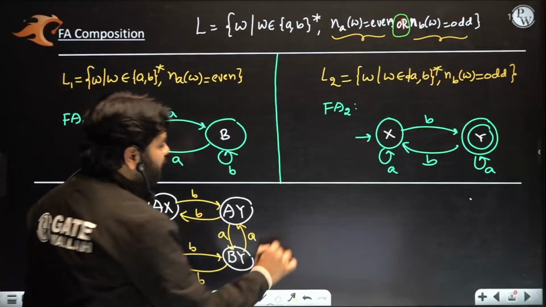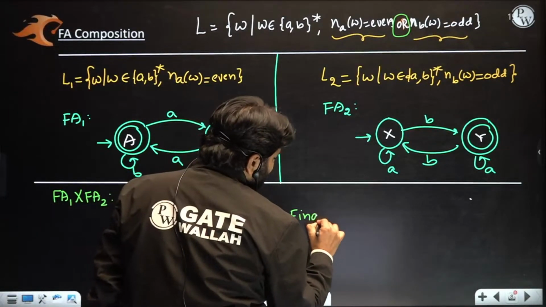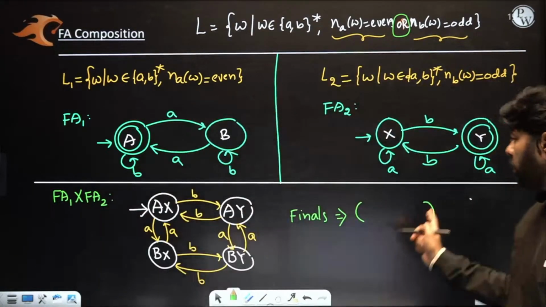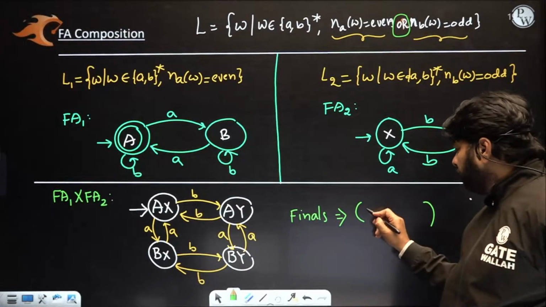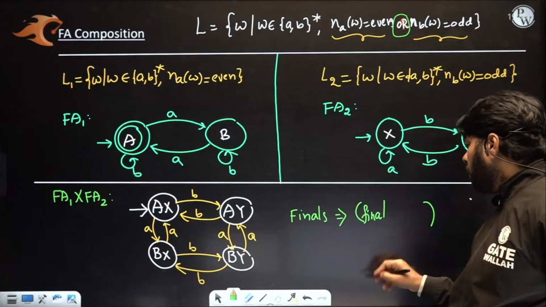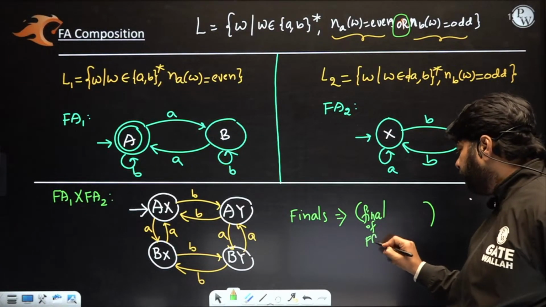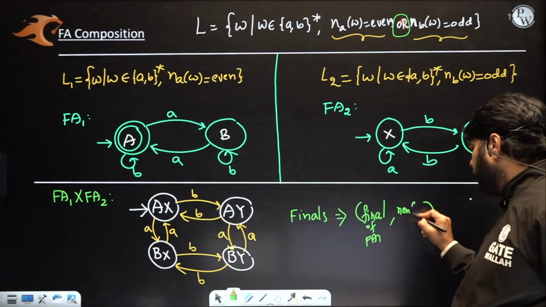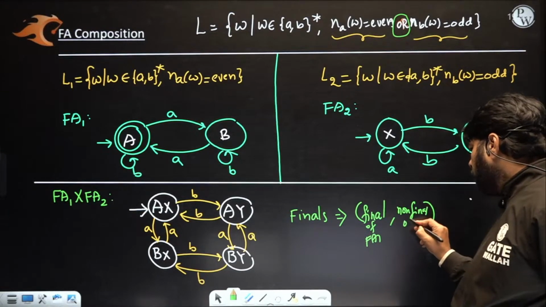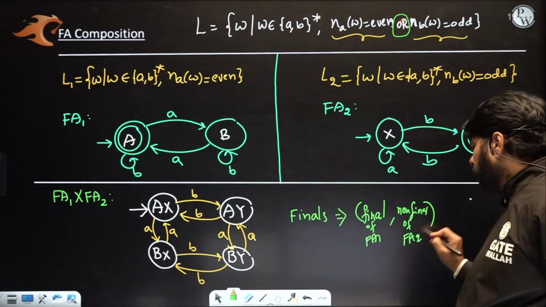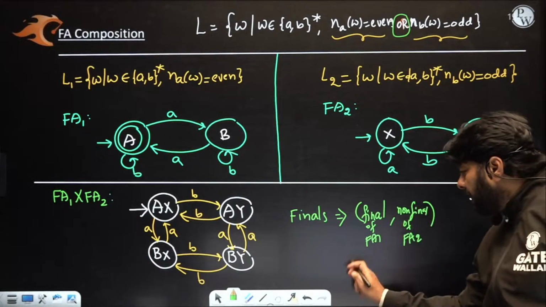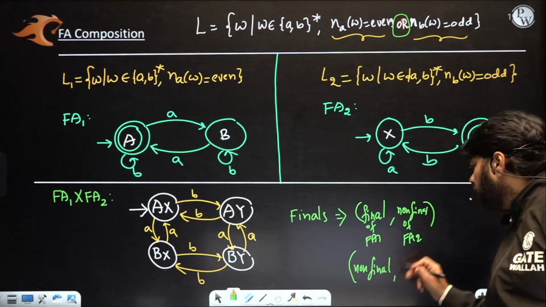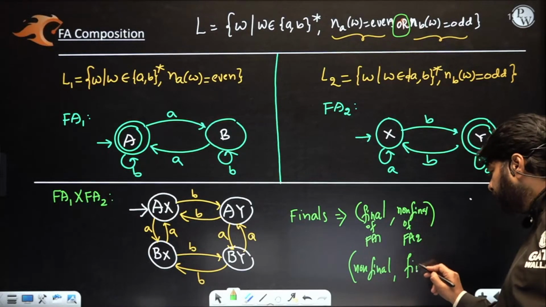Now who will be the final here? Finals, you have to look for the pair. Any one of them being final is fine. Like you have to look for final of FA1, or both can be final if you want. This can be non-final of FA2, the second component, and the other one can be non-final, and the second machine can be final.